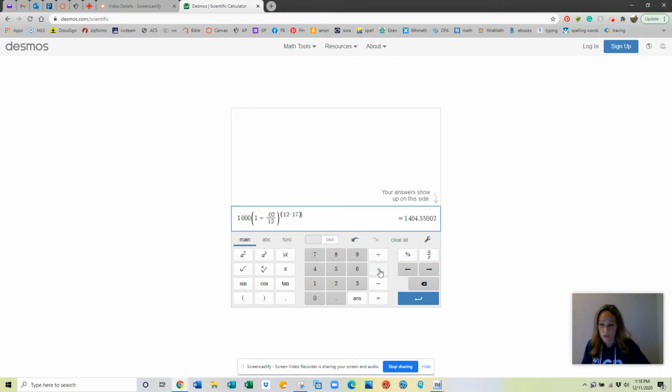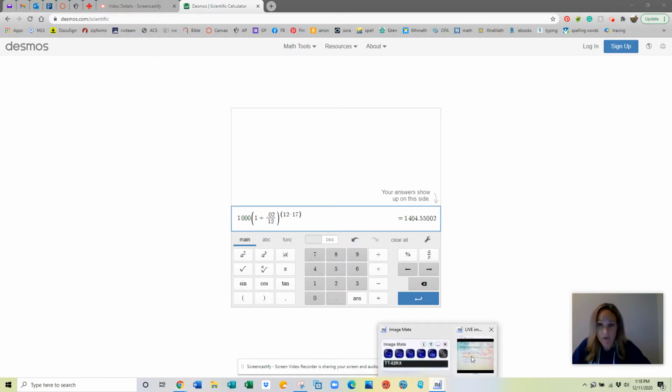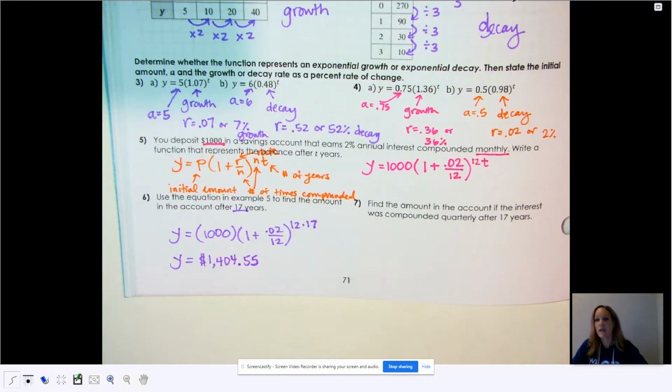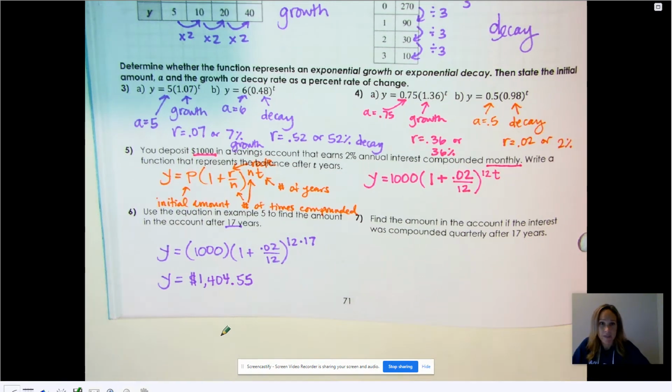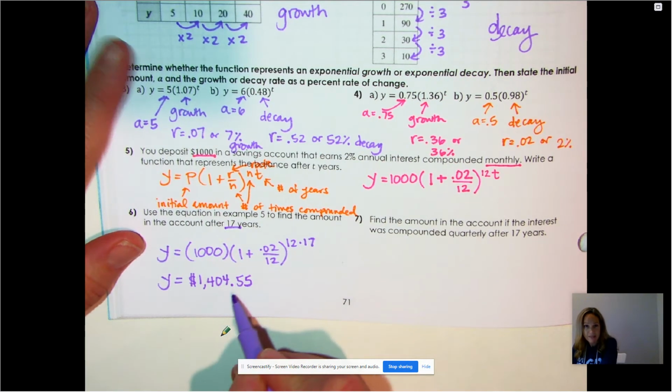Okay, and so we got, look at that, my $1,000 has grown just by leaving it in the bank. So I'm going to write this down on my paper and I'll show you in just a minute. So we have y is equal to, and remember this is money, so I'm going to round it to the nearest penny. So I have 1,404.55. And so that's where I'm rounding it because we want to think about the context here. So I'm going to go back over to my Elmo, and you can see that that's the amount I wrote.